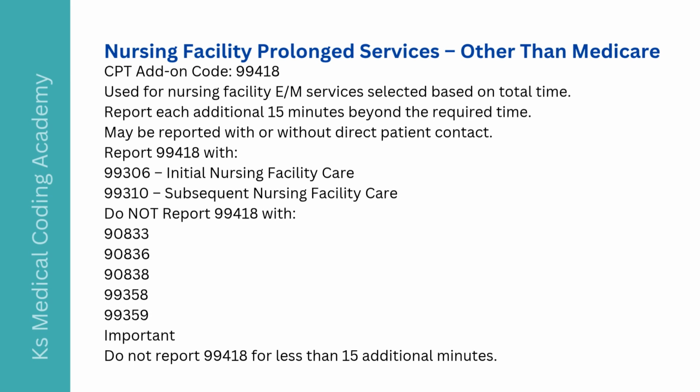This slide explains CPT code 99418 for prolonged nursing facility evaluation and management services in patients other than Medicare. This add-on code is reported only when the primary nursing facility (EM) service has been selected using total physician or qualified healthcare professional time. Code 99418 is reported for each additional 15 minutes beyond the required time of the primary service. It is commonly used with 99306 for initial nursing facility care and 99310 for subsequent nursing facility care when prolonged service requirements are met.